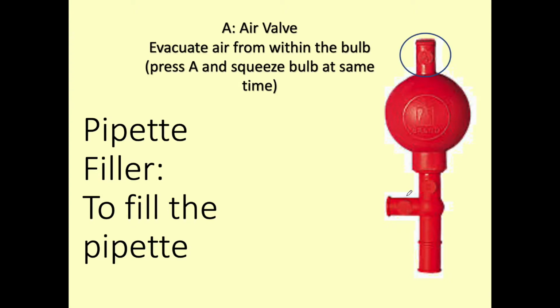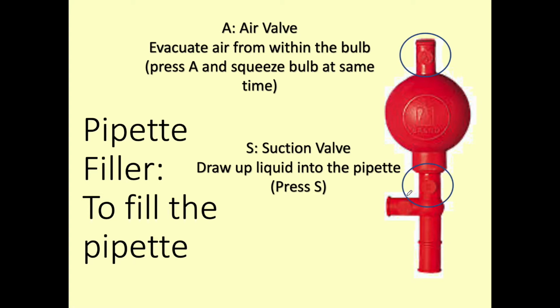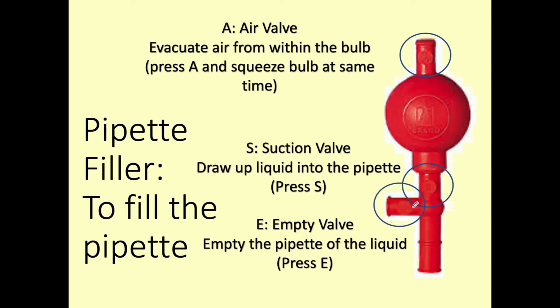So the A stands for the air valve, and this is for us to get rid of any air from within the bulb. So the way we do that is we pinch where A is and then squeeze the bulb at the same time, and that evacuates the air from within the bulb. So that's the ball part there. And then S is the suction valve, so this is what's used to draw up the liquid into the pipette. And so we do this by squeezing the S button. And then E is our empty valve, so this is where we can empty the pipette of the liquid into the vessel where we want that precisely measured volume to be going.